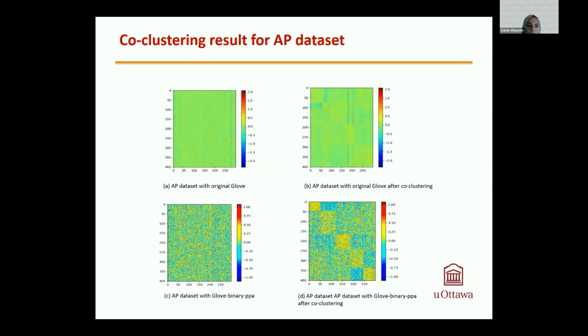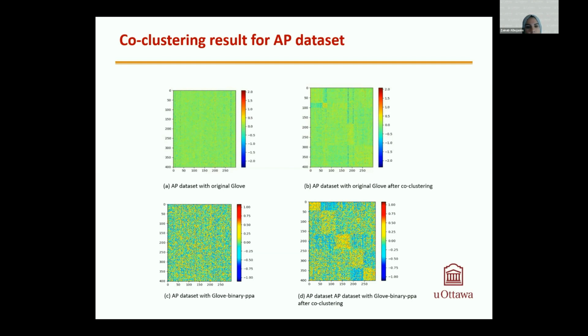So this is the illustration, or the plots, for the co-clustering techniques. This is for the AB dataset. In figure A, we have the AB dataset, and we plotted using the original GloVe model. The X coordinate represents the dimension and the Y coordinate represents the number of words. And here we have the color map for the matrix entry. If you can see in figure B, when we did the co-clustering with the original GloVe model, it's very hard to detect the subclusters.